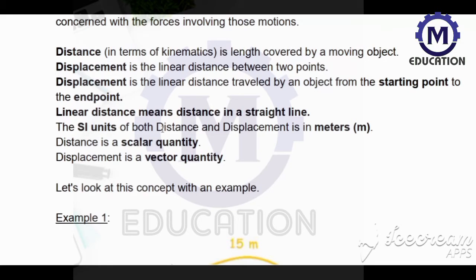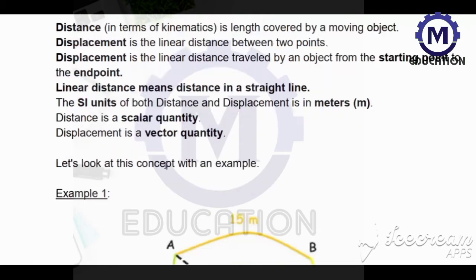The SI unit of both distance and displacement is meters, but distance is a scalar quantity, it has no direction, and displacement is a vector quantity, it has direction.